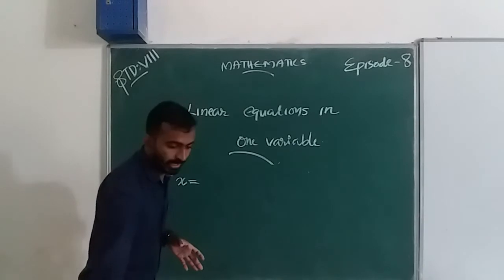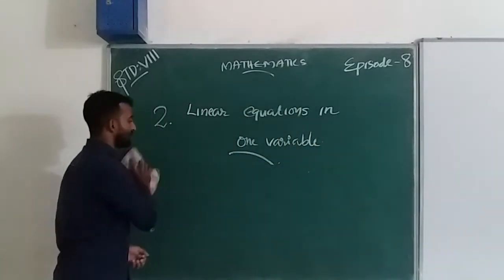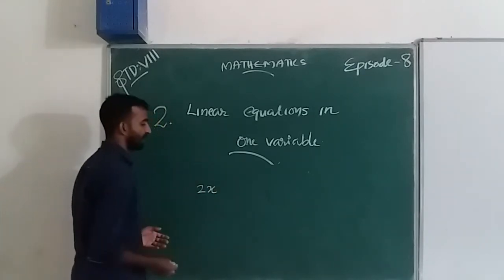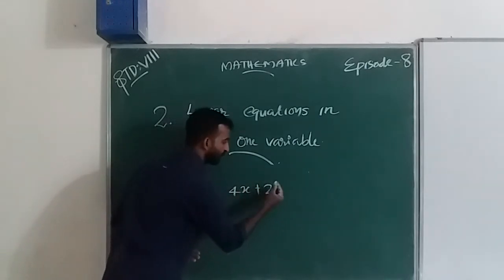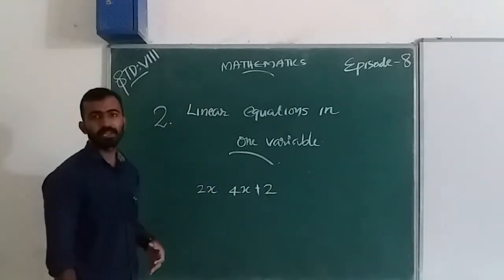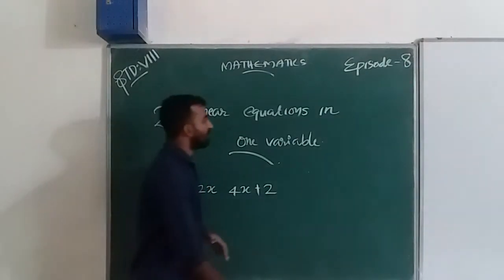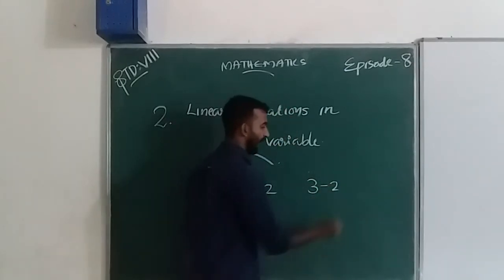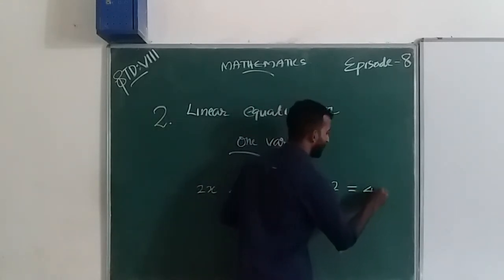And what do you mean by linear? Linear means 2x, 4x plus 2. These are linear. What do you mean by equations? When we write 3 minus 2 equal to 4 minus 3.